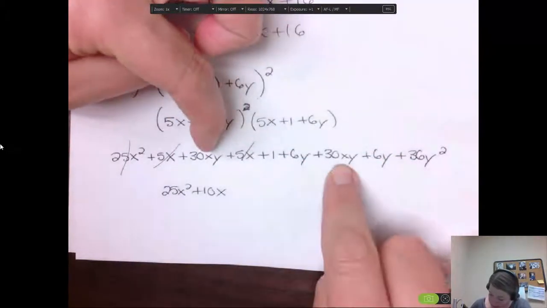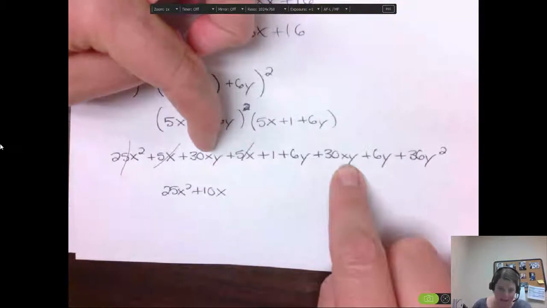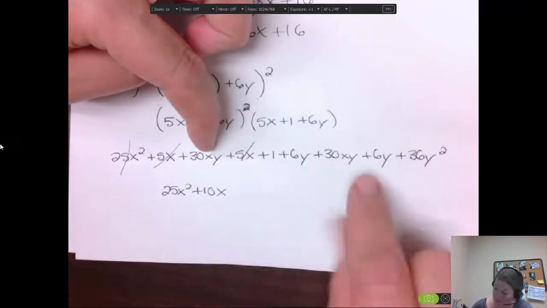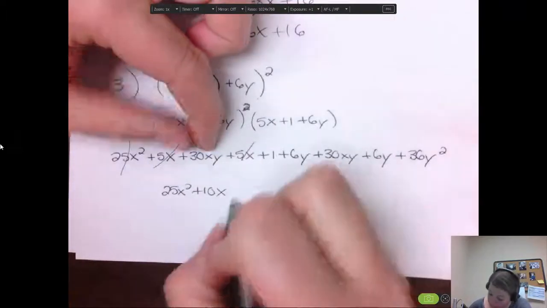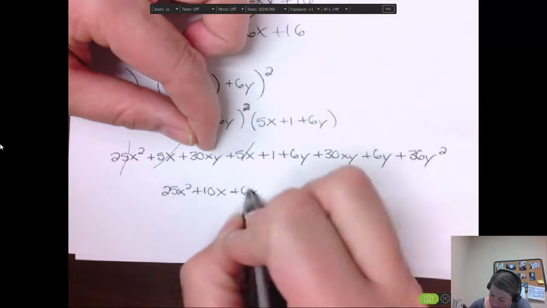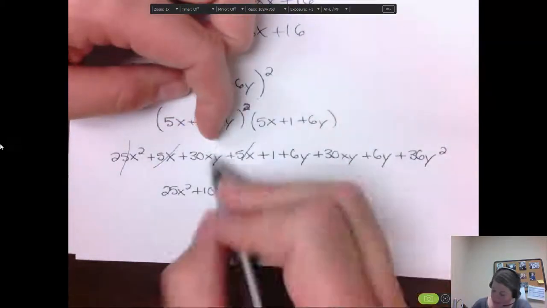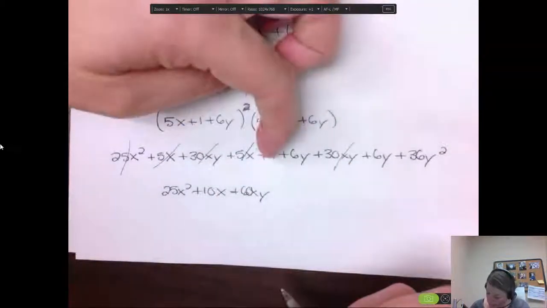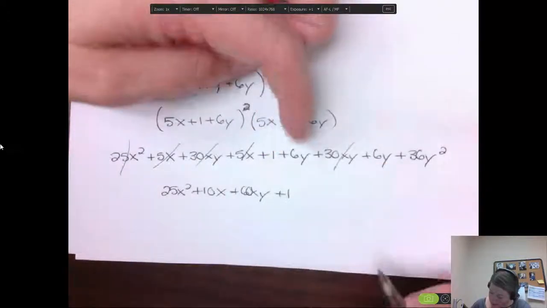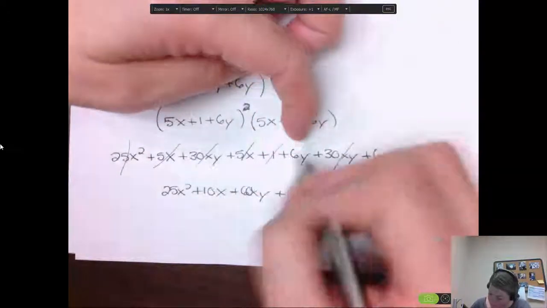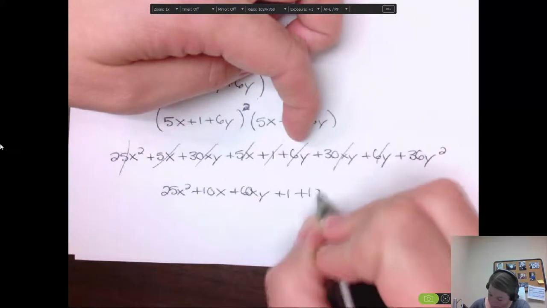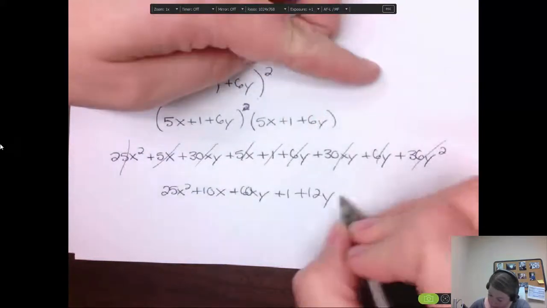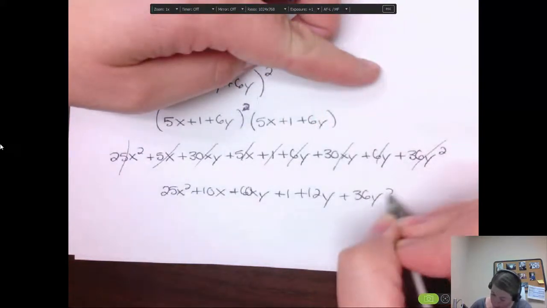xy, xy, and if you would have written that yx, it's still the same letters with the same exponents. We just have to pick a way to write them down here. We usually like to do alphabetical order. But 30 plus 30 makes 60 of those xy's. Oops, forgot the 0. 60 xy's. Those ones are gone. And then we have a 1. There's no other 1. And then 6y and 6y is 12y. And then 36y squared. Whew!